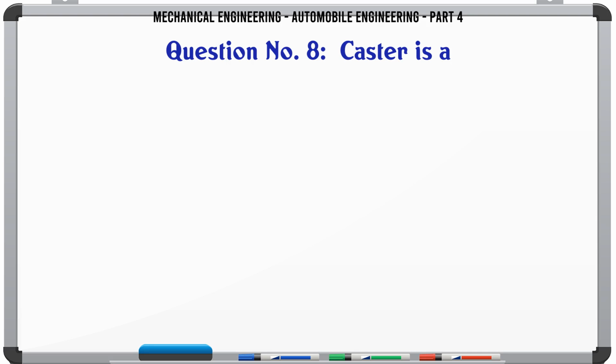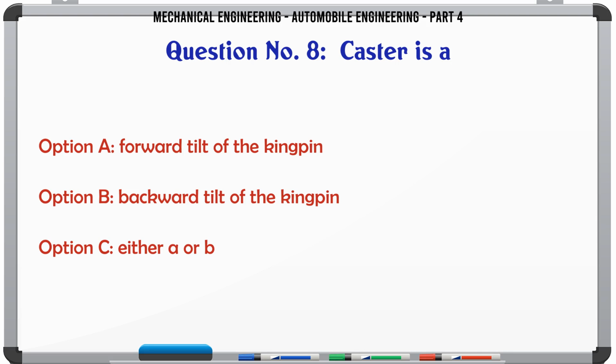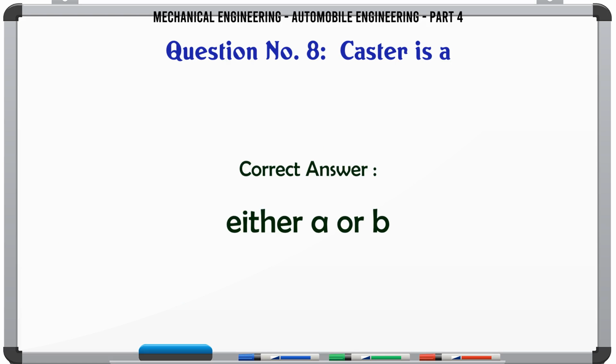Caster is A. forward tilt of the kingpin. B. backward tilt of the kingpin. C. either A or B. D. none of these. The correct answer is either A or B.